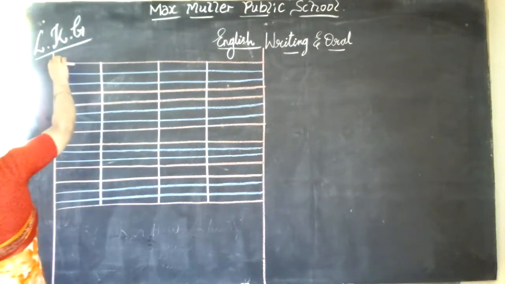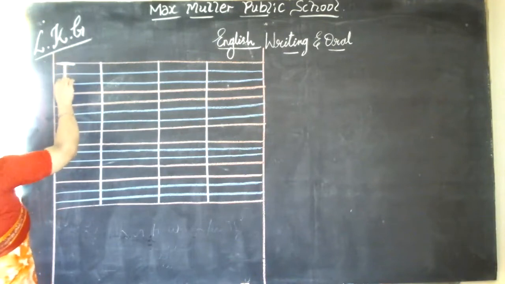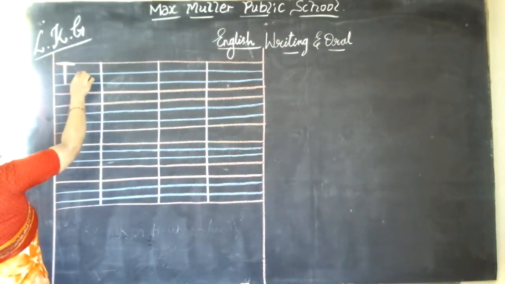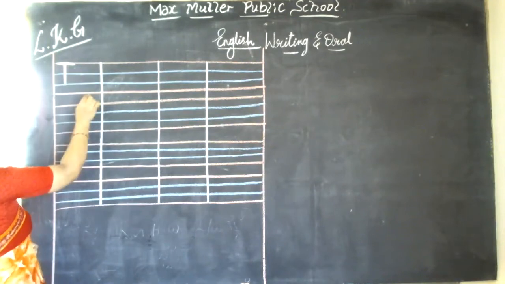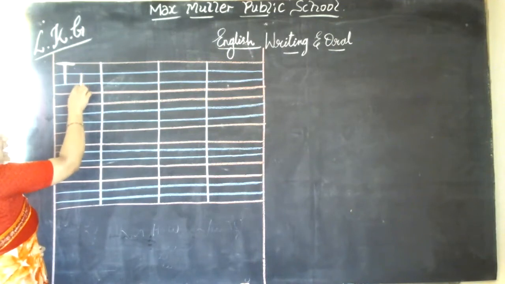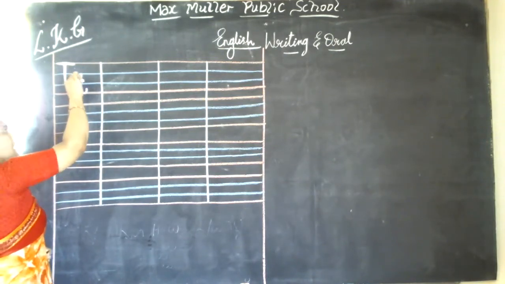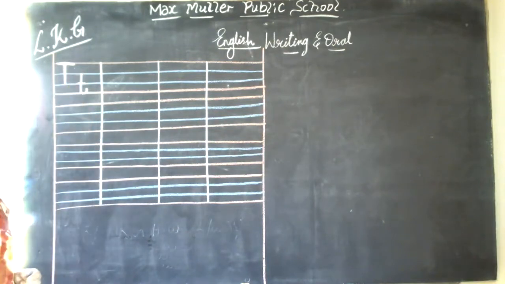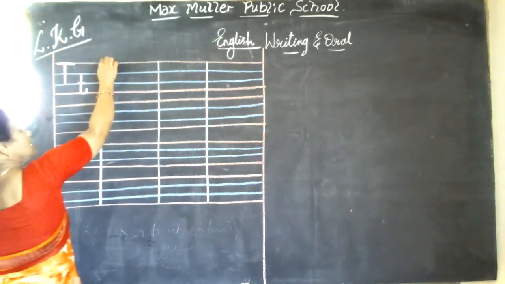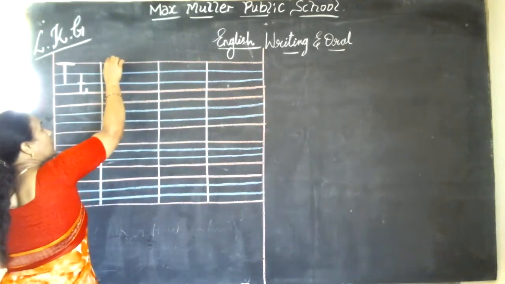Understand? Capital T. Now to write small t. Small t, you have to touch the blue line and the red line. So standing line and curve like this. Okay. And sleeping line. This is small t. Capital T, small t. Like this only you have to write a full page.